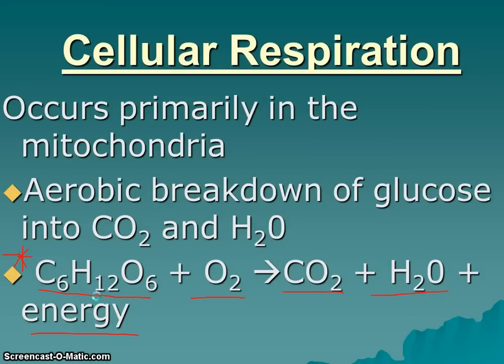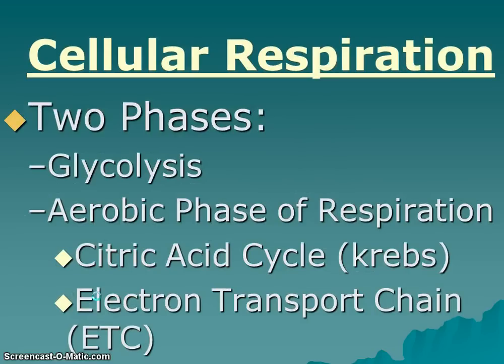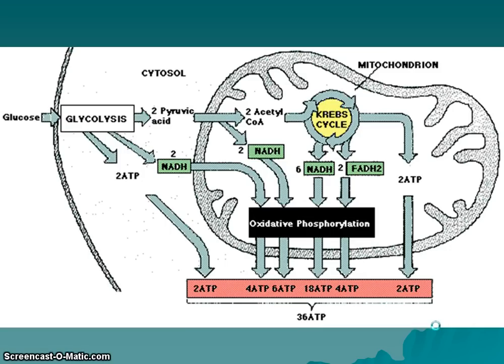connection between the two. Now, there are two phases of cell respiration. There's glycolysis, which is anaerobic, and then we have the aerobic phase. The aerobic phase is further broken down into the citric acid cycle or the Krebs cycle and the ETC or electron transport chain. And this is just a little overview of cell respiration.